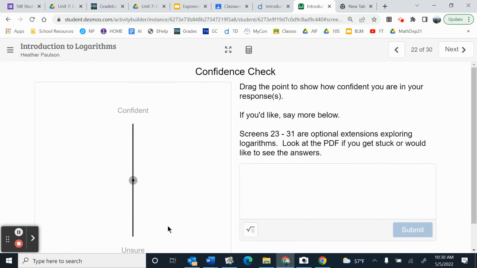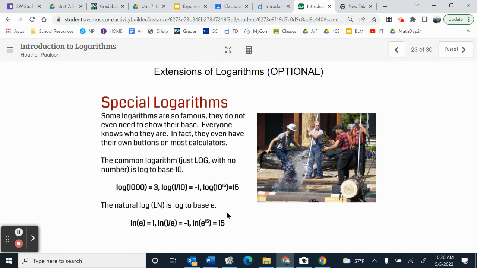In 22, please share your confidence. Again, screens 23 through 31 are optional. And if you get stuck, look at the PDF. Here are special logarithms. Logarithms with base 10 and logarithms with base E. E is a value that we see a lot in science and in mathematics. It's a common base. It's a natural base.